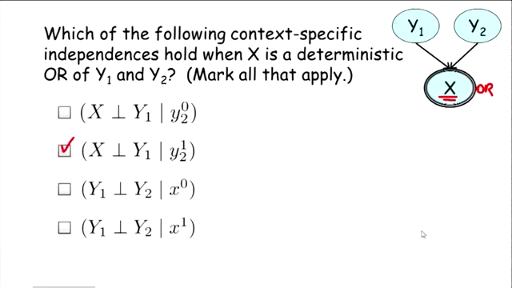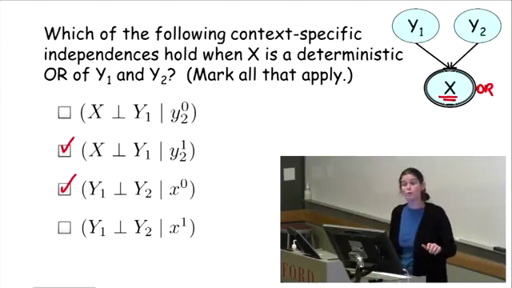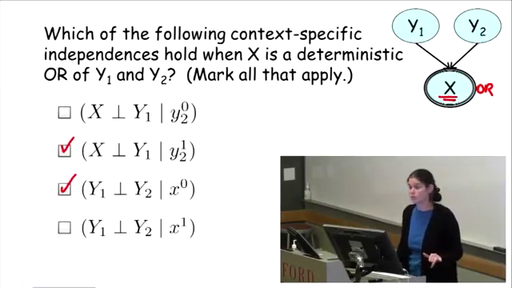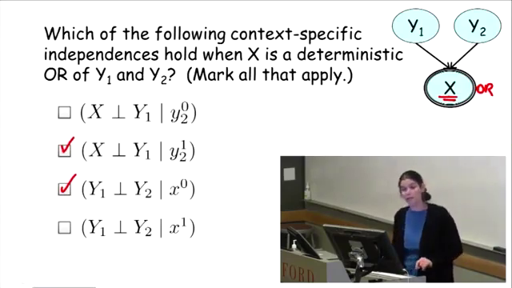What about this one? I'm now asking about Y1 being independent of Y2 given two possible values of X. What happens when X is false? What do I know about Y1 and Y2? They're both false. Well, if they're both false, then they're independent of each other, because if you tell me that one of them is false, I already know the other one's false. And so this is another context-specific independence that holds here. Does it hold if I tell you that X is true? No, because I don't know which of Y1 and Y2 made X true. And so this last one doesn't hold.